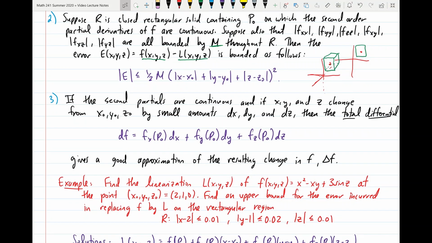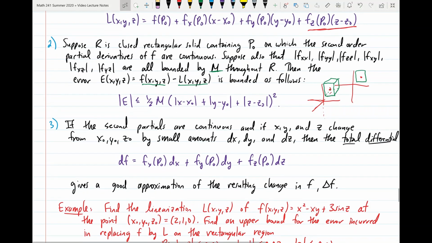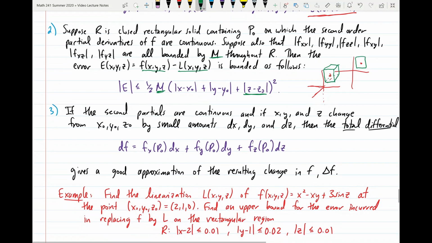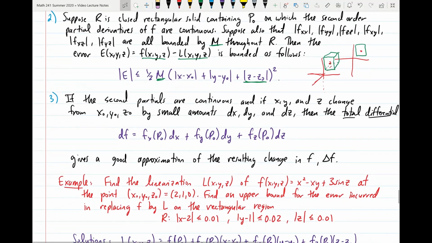So the absolute value of the error is less than or equal to 1/2 times m times the absolute value of x minus x naught plus the absolute value of y minus y naught plus the absolute value of z minus z naught, all squared. And here the only difference is that we had to account for some more second order partial derivatives when we find this bound m, and we also add in this additional absolute value of z minus z naught. But other than that, the bound for the error will be the same.